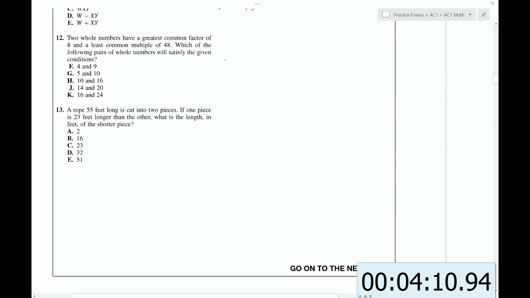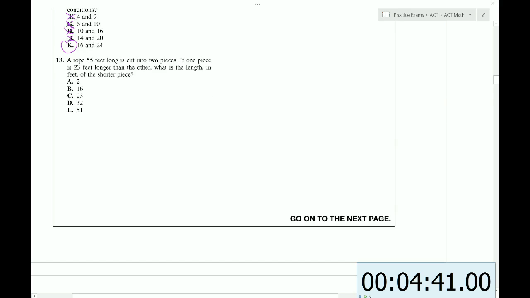Two whole numbers have a greatest common factor of 8 and the least common multiple of 48. Which of the following pairs of numbers satisfies those conditions? Alright. Well, first of all, 8 has to be a factor of both. So 8 is not a factor of 9, nor is it a factor of 10. 8 is not a factor of 14. So it has to be this.